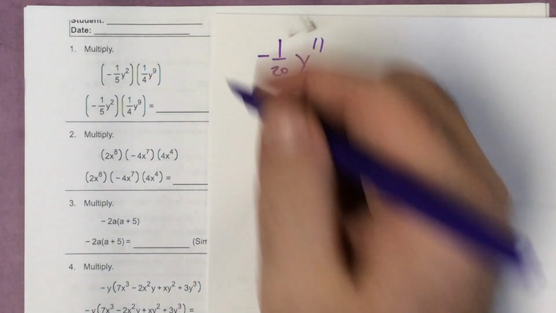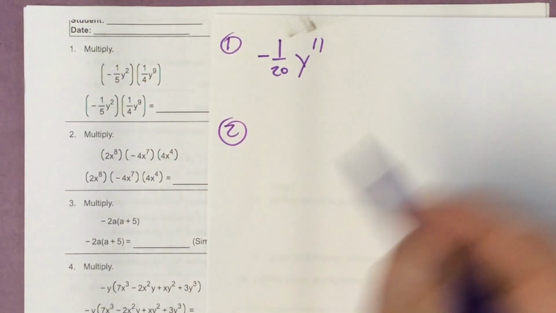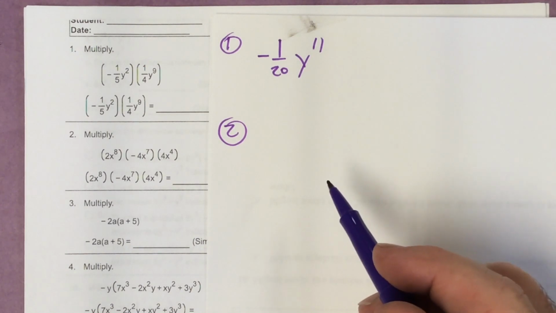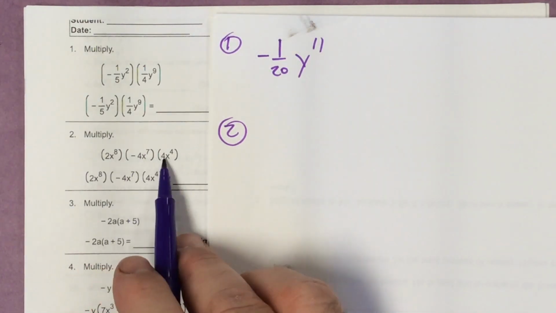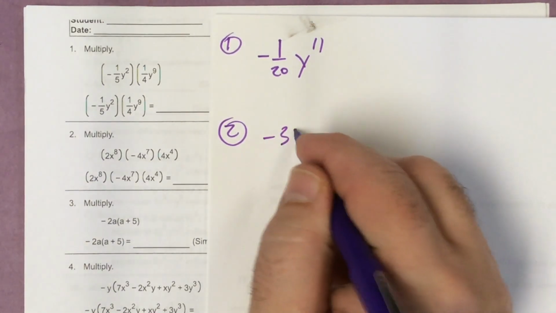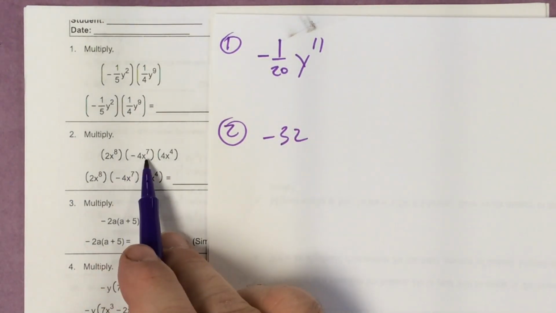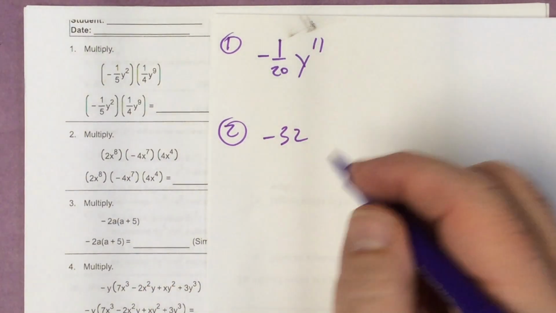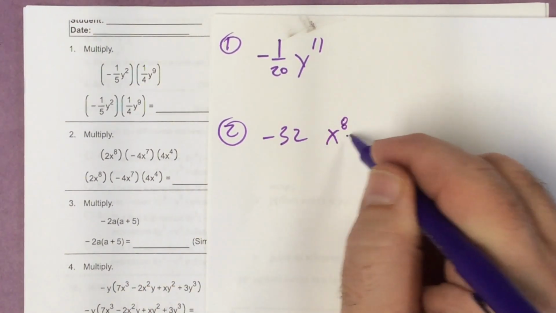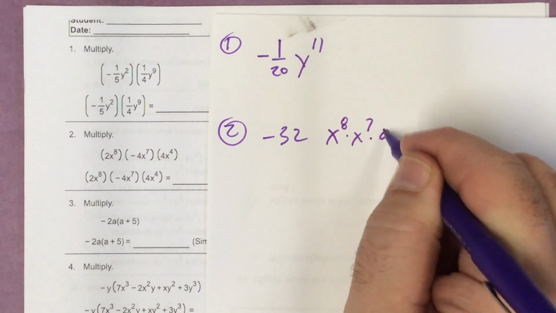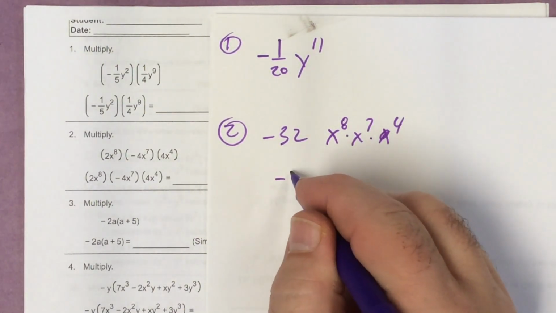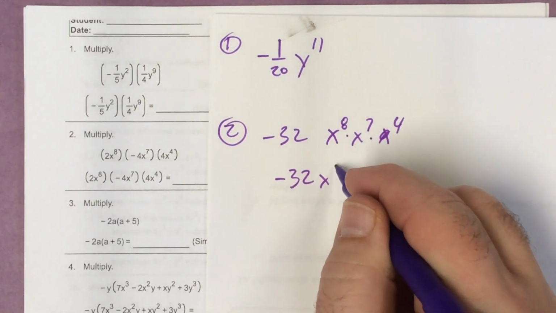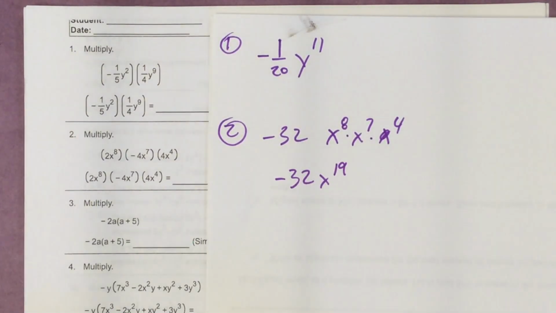Okay, that's simple 1. Number 2, these are 3 monomials being multiplied, so I'm just going to go ahead and multiply all the numbers together. 2 times negative 4 is negative 8. Negative 8 times negative 4 is negative 32. And because I have x to the 8th times x to the 7th times x to the 4th, the rule is I add these exponents together, so that's going to give me a total of negative 32 x to the 19th. And that's going to be the answer for question 2.